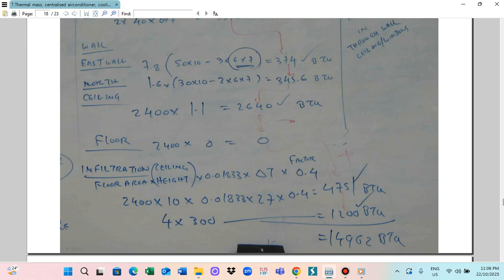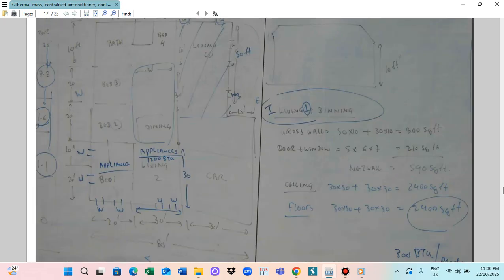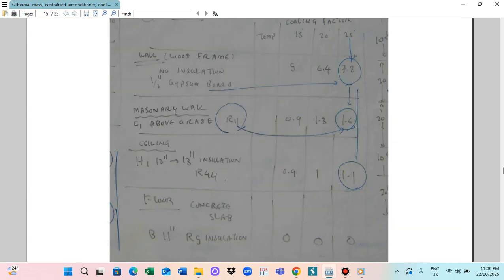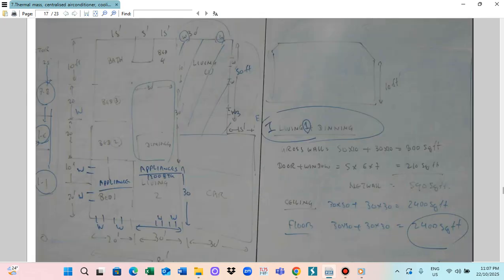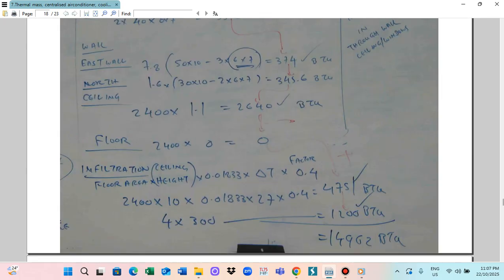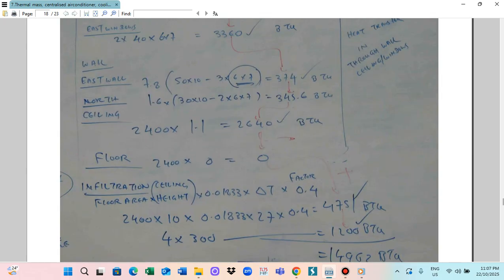For the north wall you have to select the factor, so you see that here. This is for the wall. The north wall is a masonry wall, R11, so this is a 1/6. 25 is different, so you have to substitute a 1/6. So by this way you get the north wall.